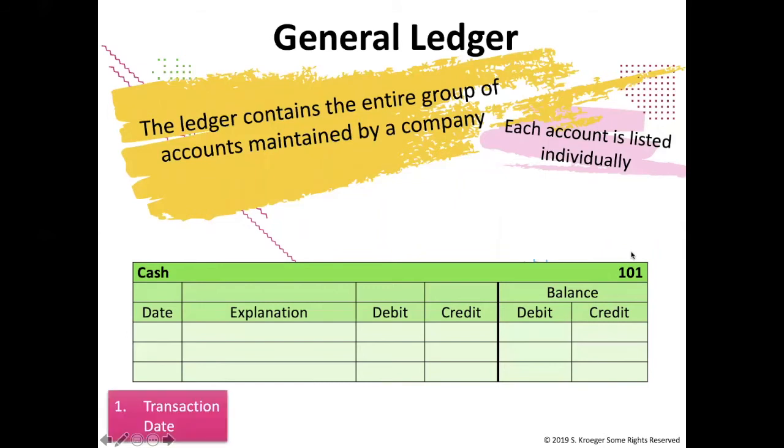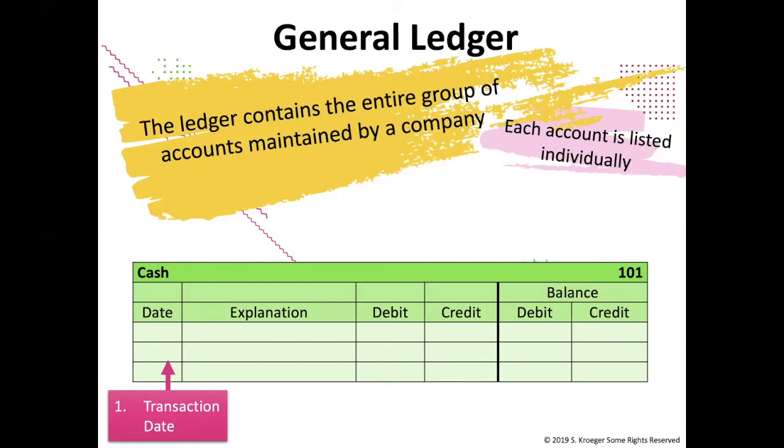The first column would be the date of the transaction. The second column would be the explanation. Please note, in my courses, I do not require students to write in explanations in the journal, so you would not need to put it here either. For my course, you can leave it blank, but in the real world, you can write in explanations.